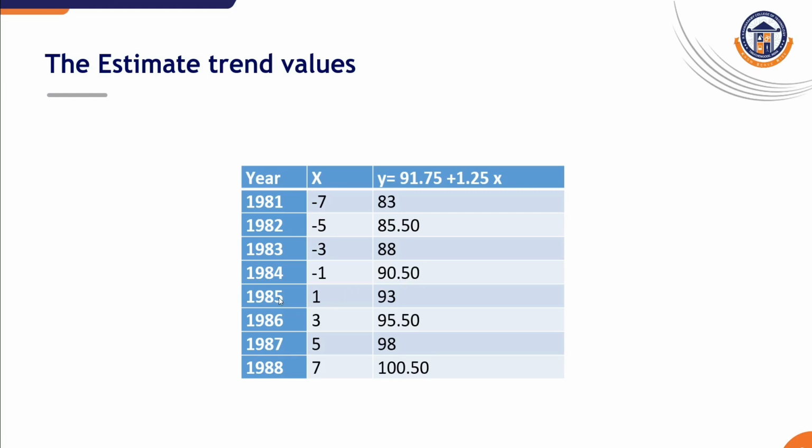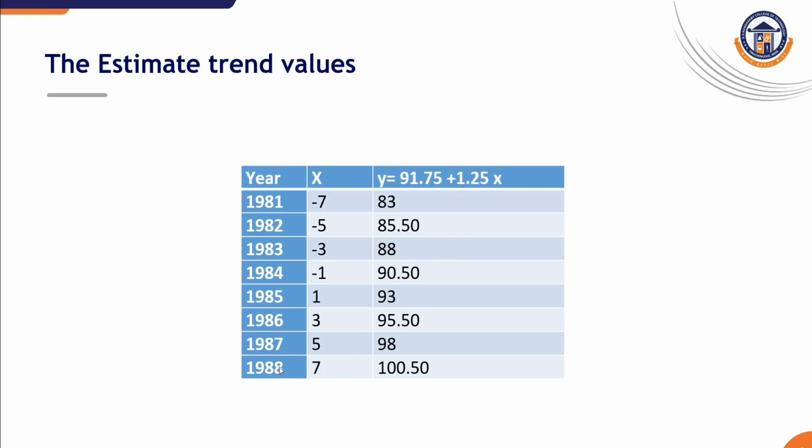For 1985, the mid value is 1: 91.75 plus 1.25 into 1. Simplifying, the estimated trend value is 93. Now for 1986, the mid value is 3: 91.75 plus 1.25 into 3, and simplifying we get 95.50. For 1987, the mid value of x is 5: 91.75 plus 1.25 into 5, which simplifies to 98.